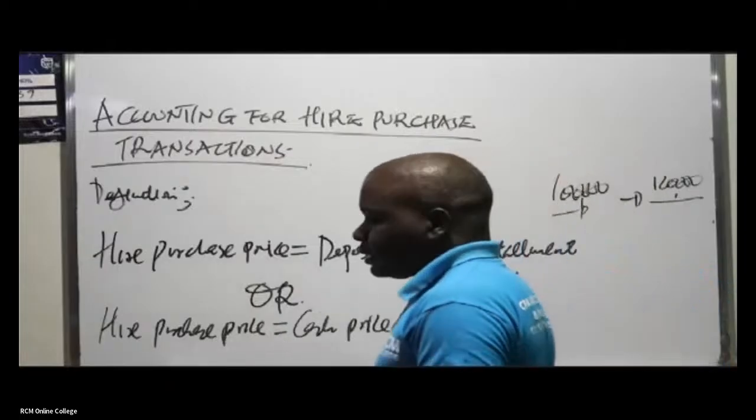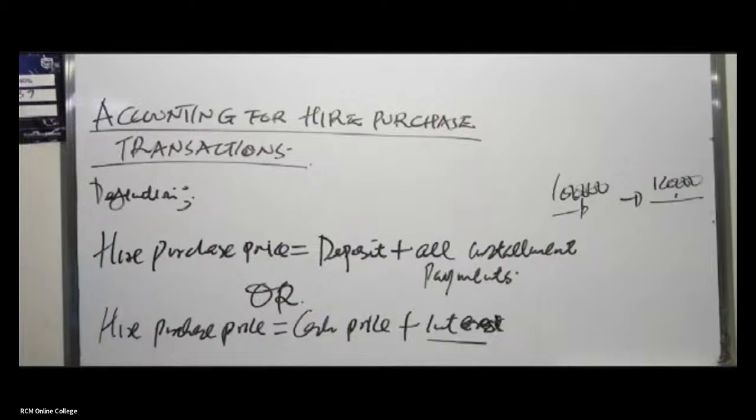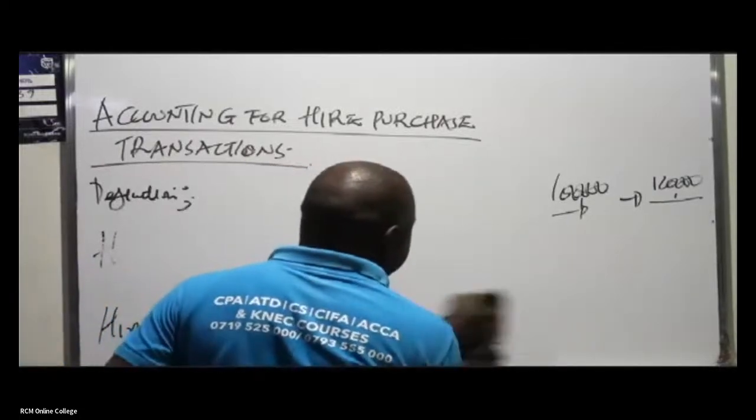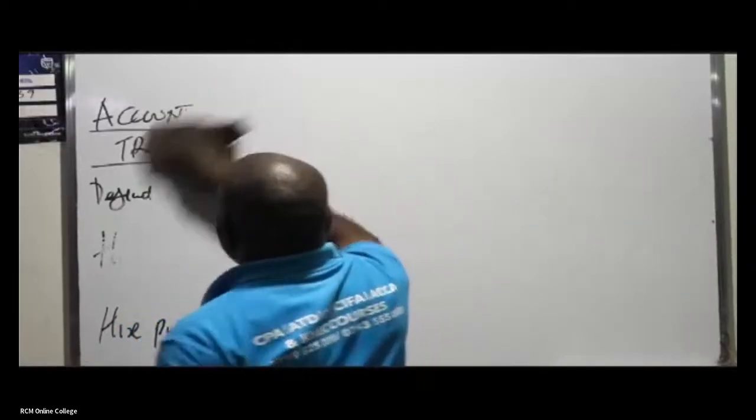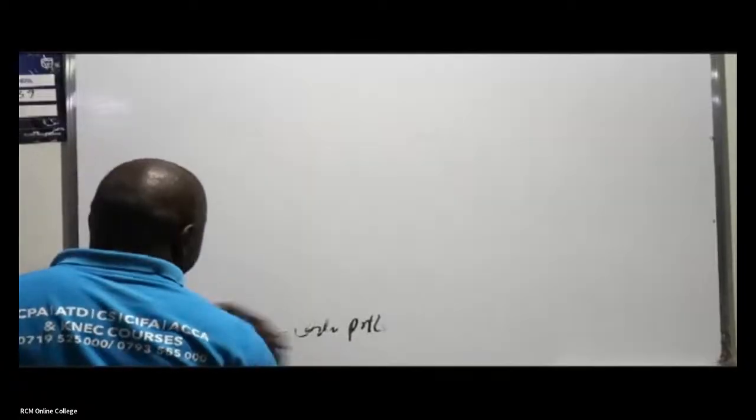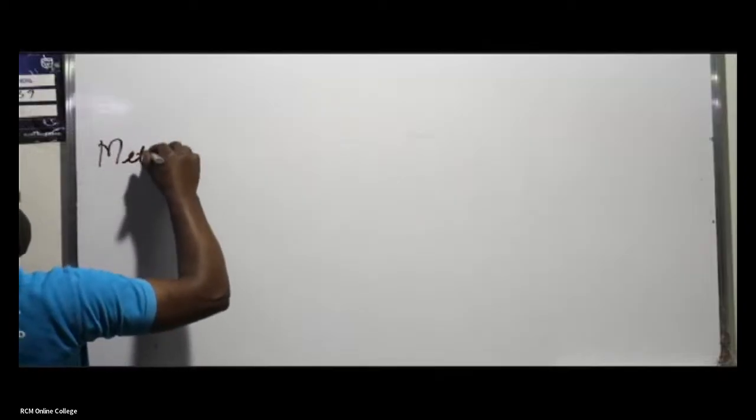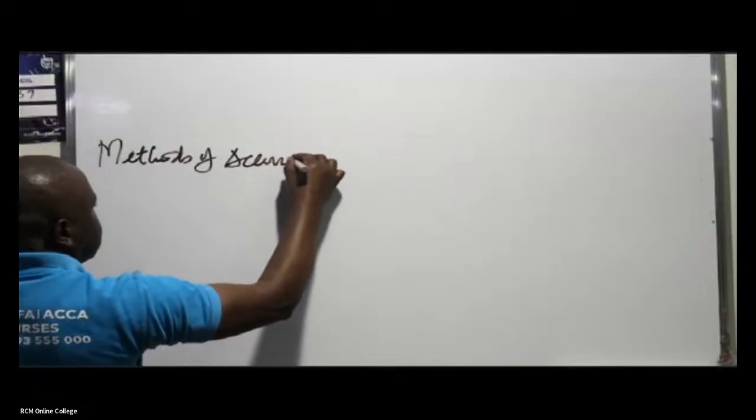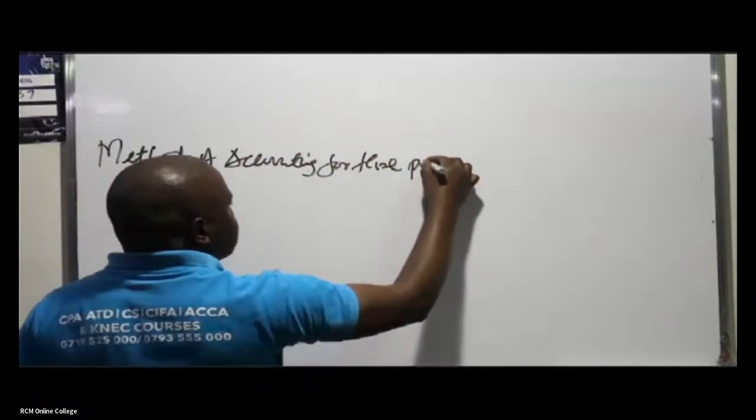So you can write another small heading: methods of accounting for hire purchase transactions.